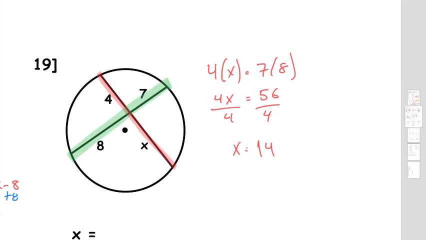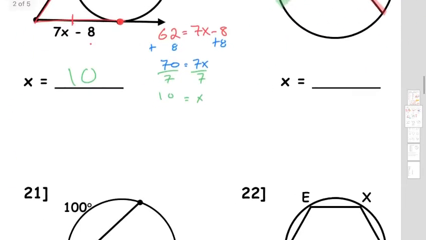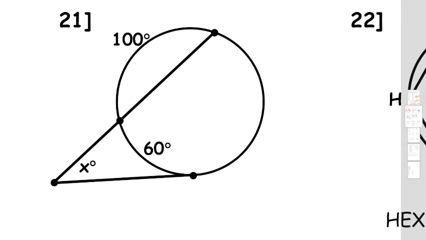Alright, moving on to 20. There's no 20. Moving on to 21 then. So look at 21. We have our angle outside of the circle. And we're given 2 measurements. We're given the small arc, which is from here to here. And we're given an additional arc, which is not really the one we want, but it's helpful because we have to figure out what the arc measure of the big arc is, which is this one here.